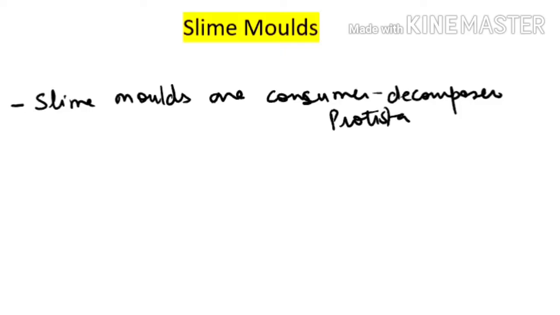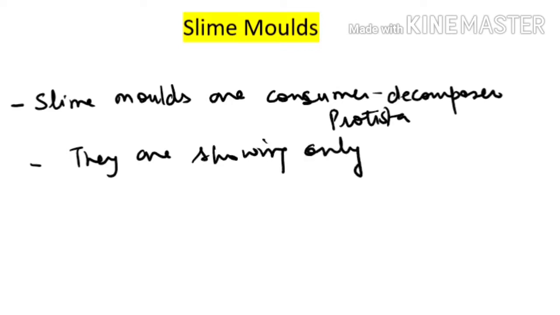So in this topic today we are going to study about the slime molds. Molds are consumer and decomposer protista. They are showing only saprophytic mode of nutrition. Means they are not parasitic, neither are they autotrophic. So they show only saprophytic mode of nutrition.